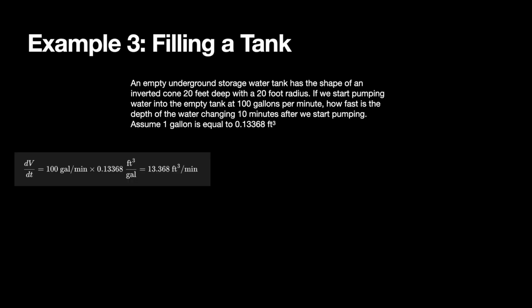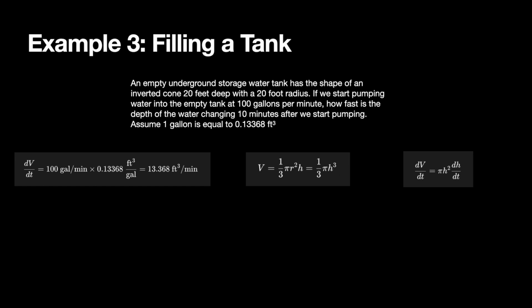Since our tank dimensions are given in feet, but our rate of volume change is given in gallons, we need to convert it to feet cubed per minute. After that, knowing that our r is directly proportional to h by a scale factor of 1, we can replace r squared by h squared to get an expression for volume in one variable.